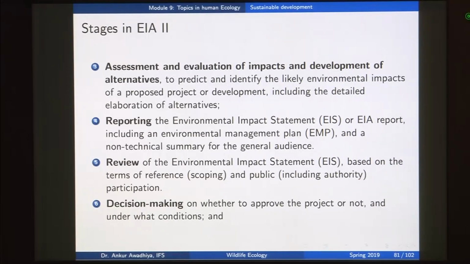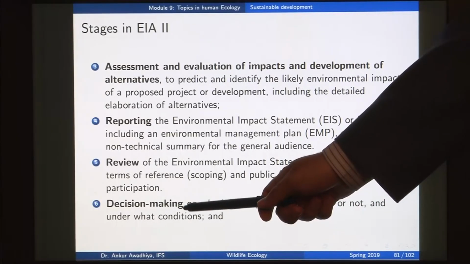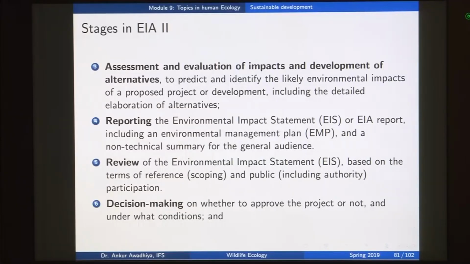So, once this report has been made, it will be made open to the people who are living there. Probably they will come up with some other things that have been missed out, some other things that need to be incorporated while taking a decision. On the basis of this review and your public hearings and participation, the decision makers make a decision: do we need to have this project or do we not need to have this project, and if we need to have this project here, what are the other conditions that will apply, what are the other mitigation mechanisms that will be incorporated along with this project.